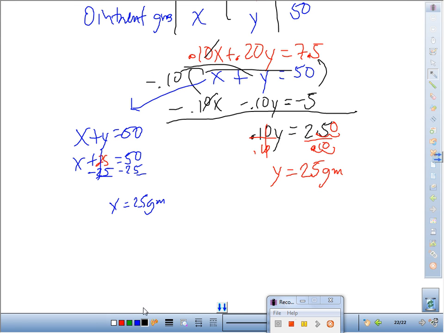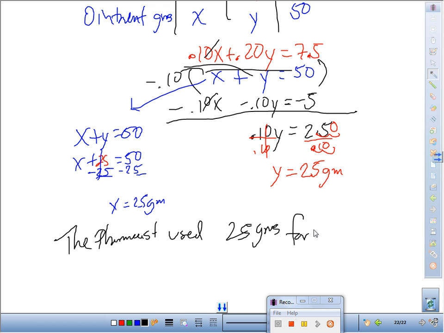So I think the same grams for both. So for this one, it makes it easier for our statement. The pharmacist used 25 grams from each mixture. And then you can finish off to make your statement. Thank you.